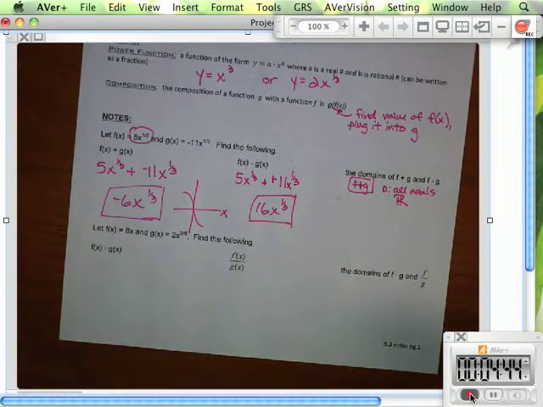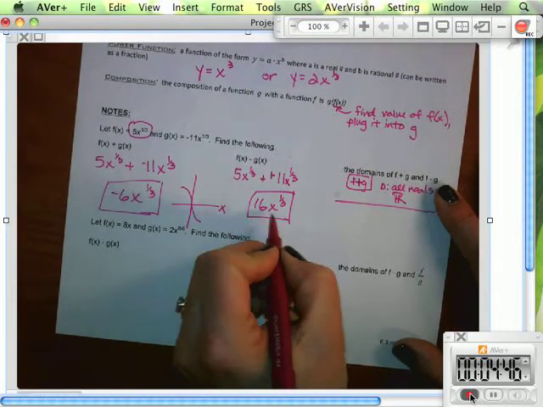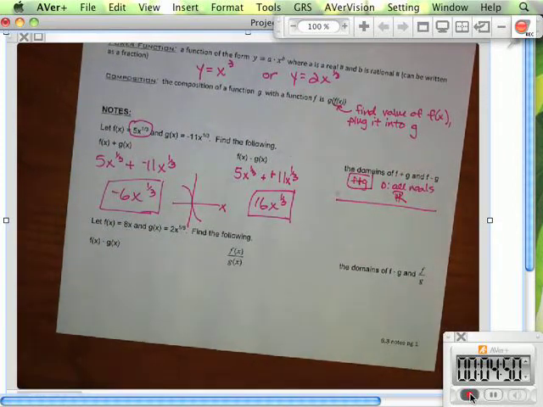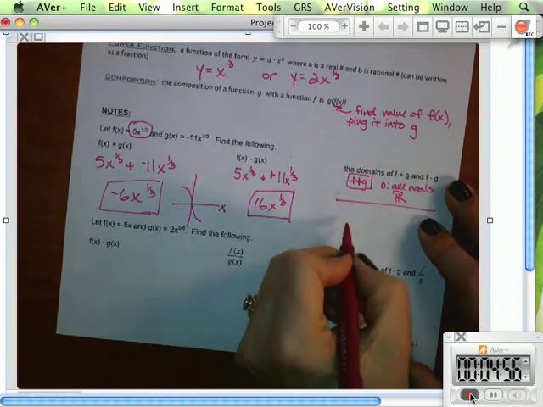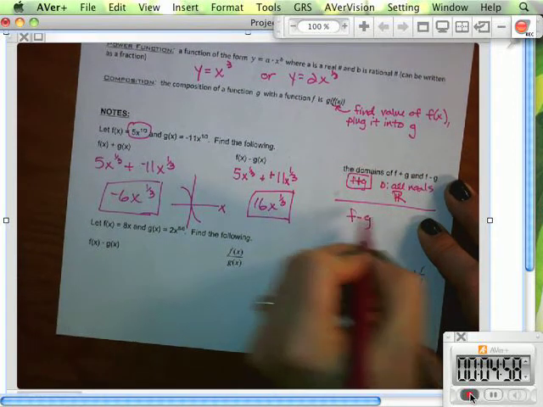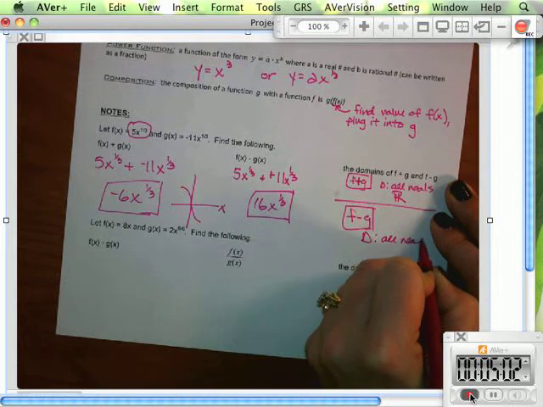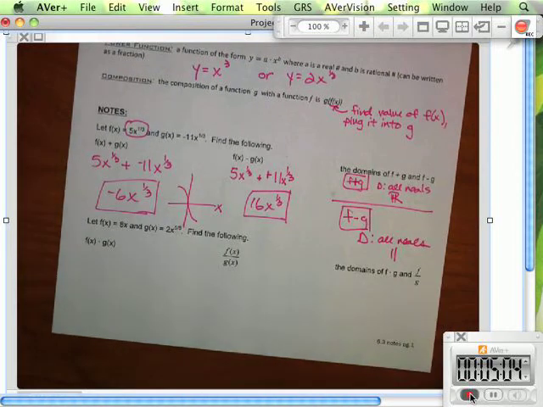Okay? So then, how about this one? 16x to the 1/3. This is odd, and it's positive, so it's a snake that goes up. Is there anything that x couldn't be? No. So f minus g is all reals. Two lines and a big R.